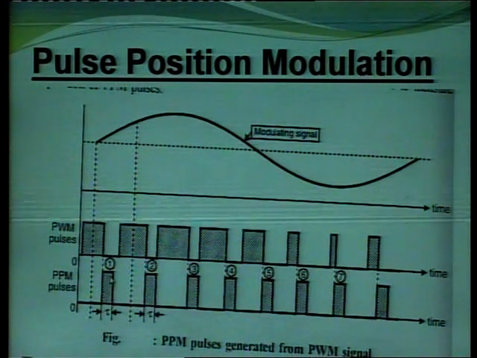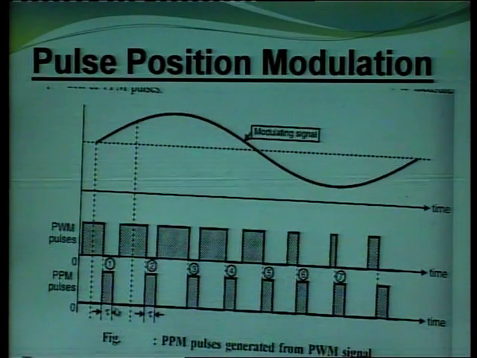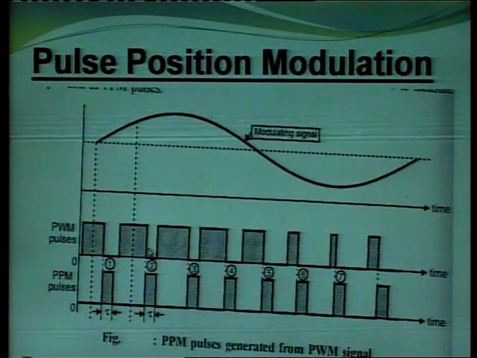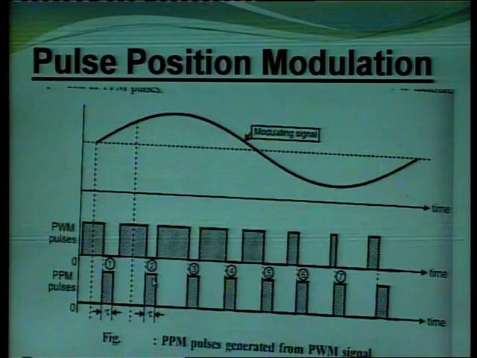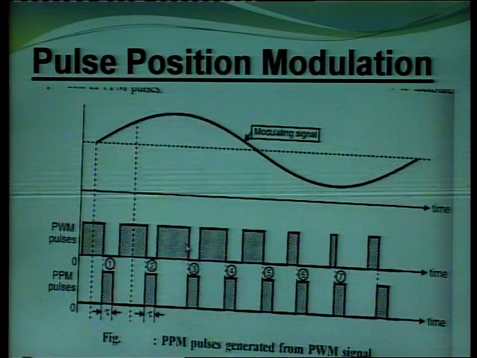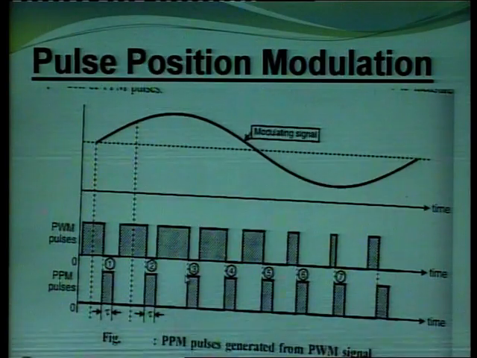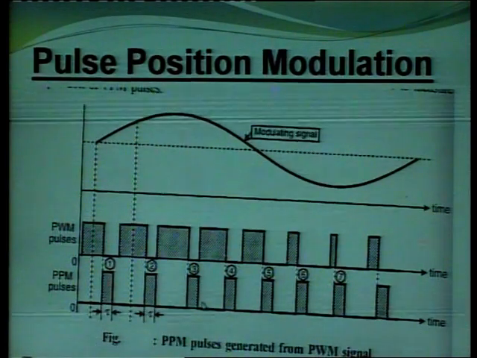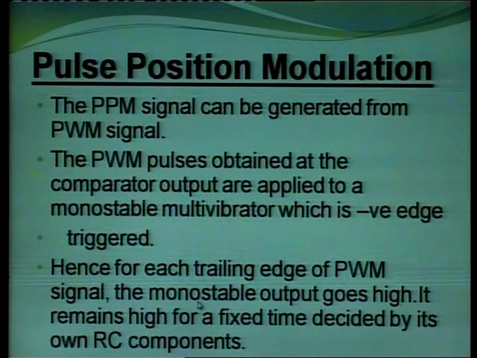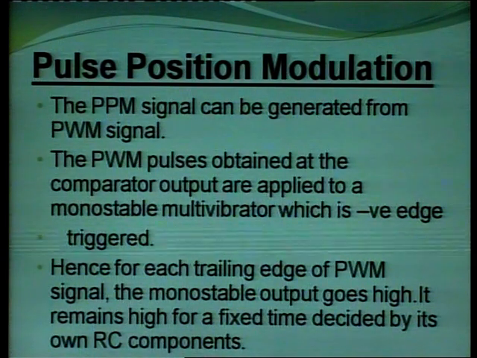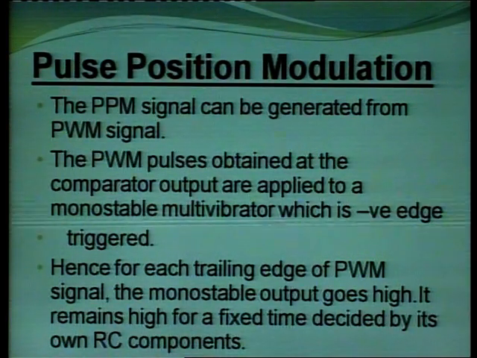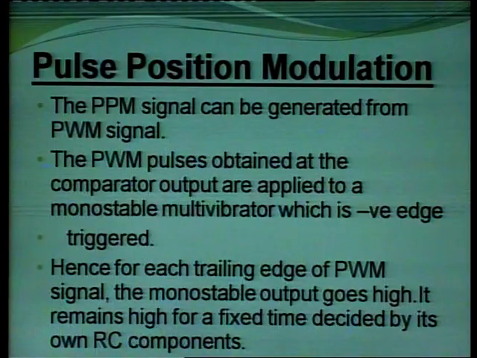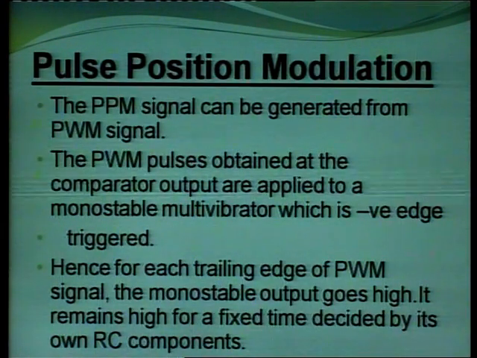It remains high for a fixed duration, then again low, then again when it gets a negative edge, its output again goes from low to high. It remains high for a fixed duration, then again low, then again it gets a negative edge, low to high, for fixed time it is high, then again low. So hence at each trailing edge, each negative edge of the PWM signal, the monostable multivibrator output goes high. It remains high for a fixed duration that depends upon its RC components.